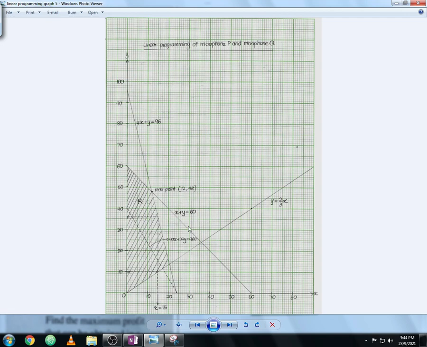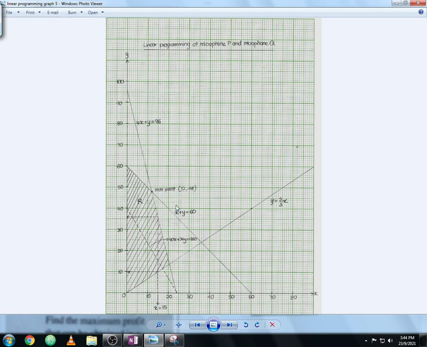Let me discuss the process on how I get the straight line. Basically it's very simple. You just pick any 2 points. In this case I choose the intercepts, y-intercept and x-intercept, which are 60 and 60. You pick those 2 points and then plot the straight line for x plus y equals to 60. So that is for the constraint 1.